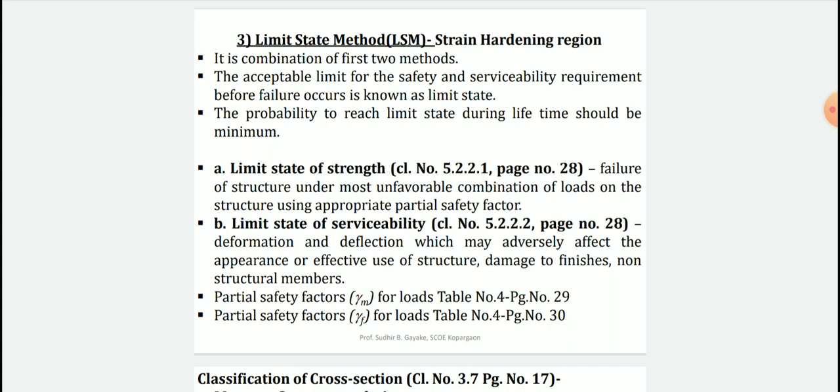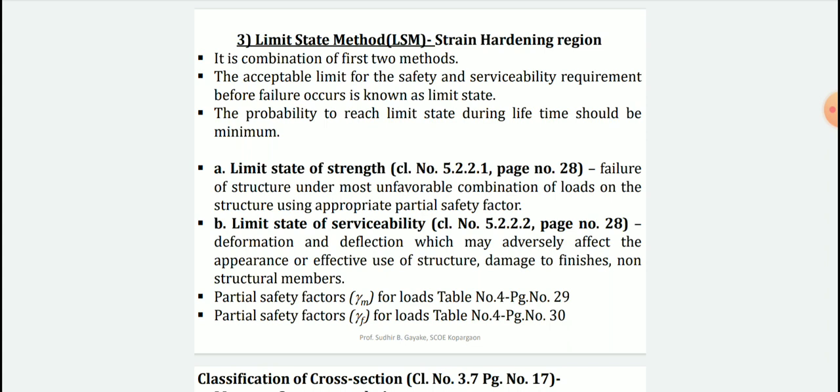So here two clauses we are going to refer to as per IS 800:2007. That is clause number 5.2.1, page number 28, and again clause number 5.2.2.2, that is limit state of strength and limit state of serviceability. So the working stress method was related with only strength, and the limit states of serviceability and strength both are generally adopted in the limit state method. Limit state of serviceability, as per that clause on page number 28, covers deformation and deflection which may adversely affect the appearance or effective use of the structure, or cause damage to the finishes or non-structural members.